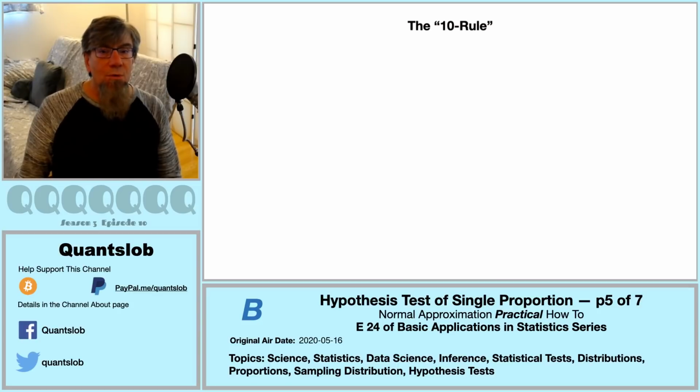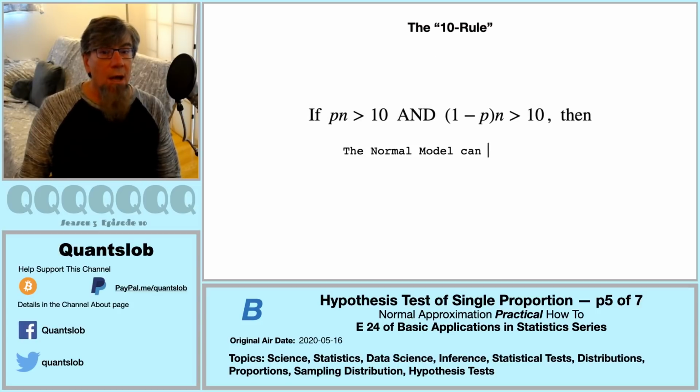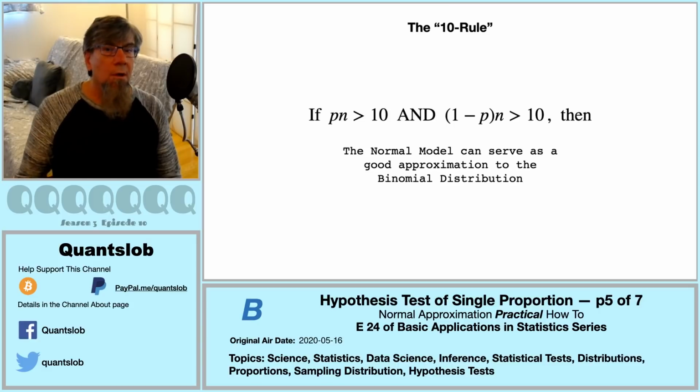Now, some sources suggest that if the sample size times the population proportion is greater than 10 and the sample size times the quantity 1 minus the population proportion is greater than 10, then the normal distribution should be a satisfactory approximation to our theoretical sampling distribution of our sample proportion. This sampling distribution of a sample proportion, by the way, is very closely related to the so-named binomial distribution, and we're going to be taking a look at the binomial distribution upcoming here on Quantslob.